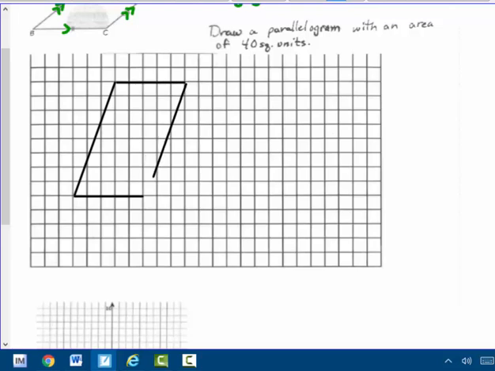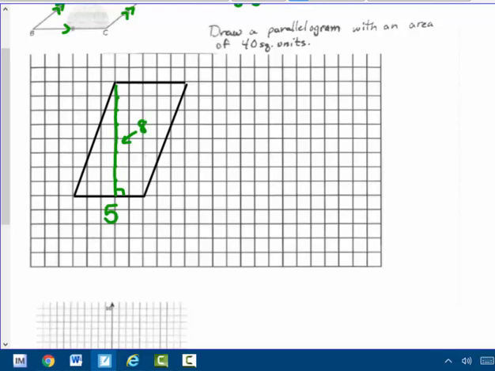or a side of 5, another base, and then the height here. 1, 2, 3, 4, 5, 6, 7, 8, yes, I got that right. So this is a base of 5 and a height of 8.